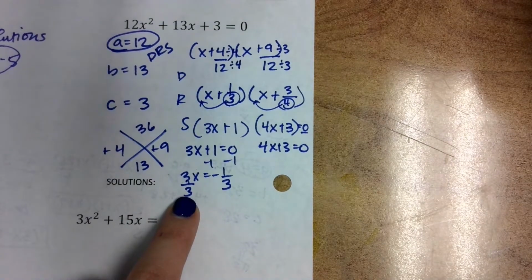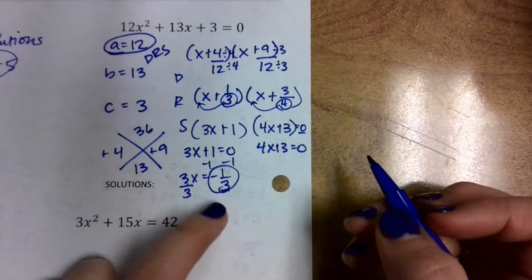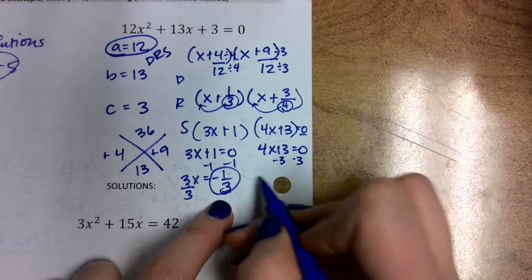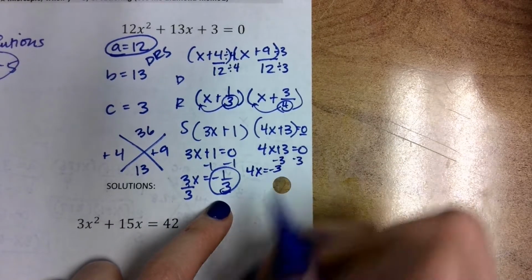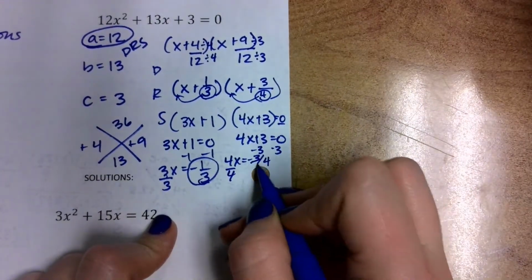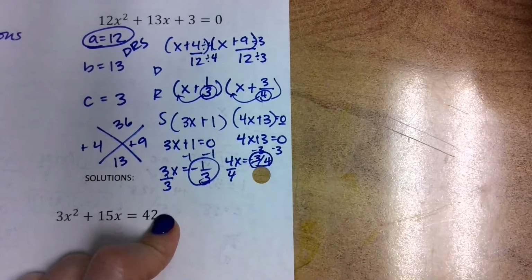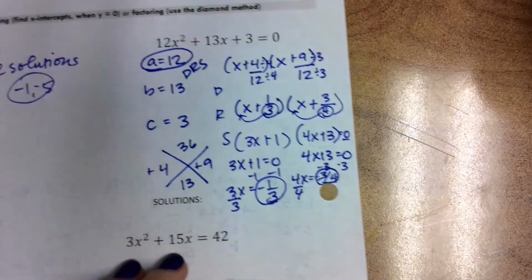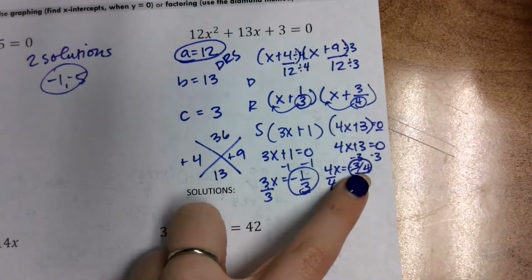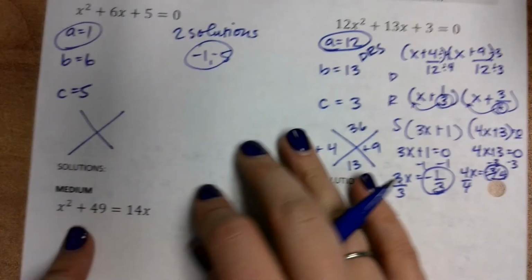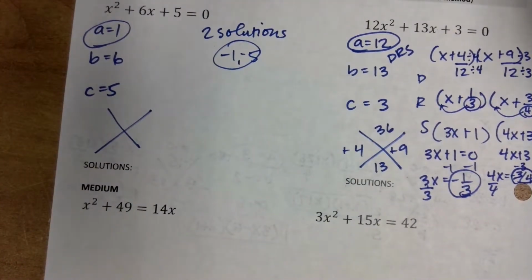By dividing. How do I get rid of this positive 3 in the second example? Negative 3. Exactly. This gives me 4x equals negative 3. How do I get rid of the 4? Dividing. Yeah, that's it. Okay, now we got medium. So we got negative 1/3 and we have negative 3/4. This is medium just because we have to do one extra step.